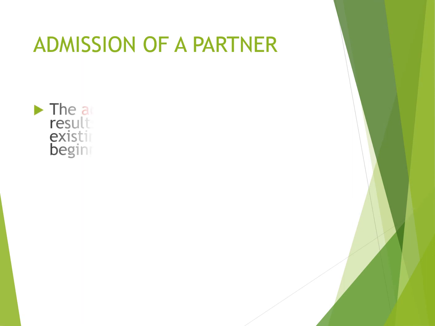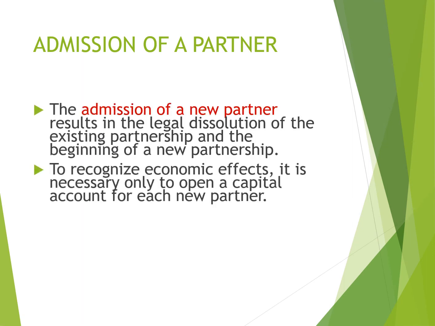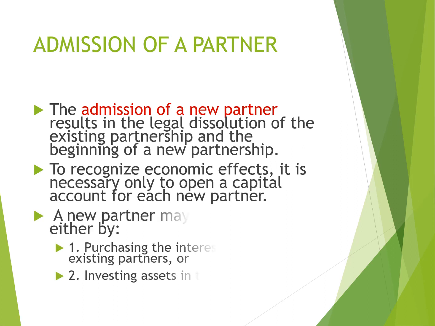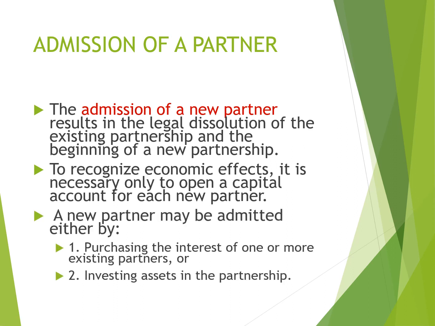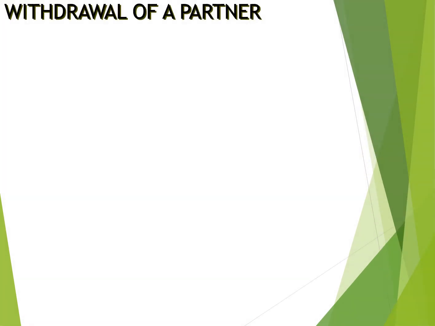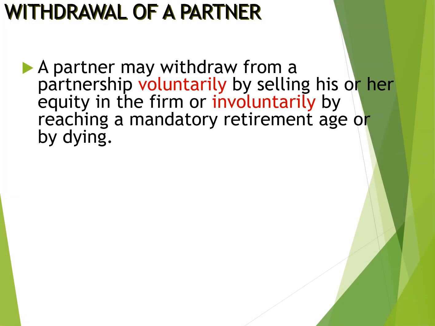How can a new partner be admitted? A new partner can be admitted with the consent of the other partners. A new partner may be admitted either by purchasing the interest of one or more existing partners or by investing assets in the partnership. How can a partner withdraw his right from the partnership firm?